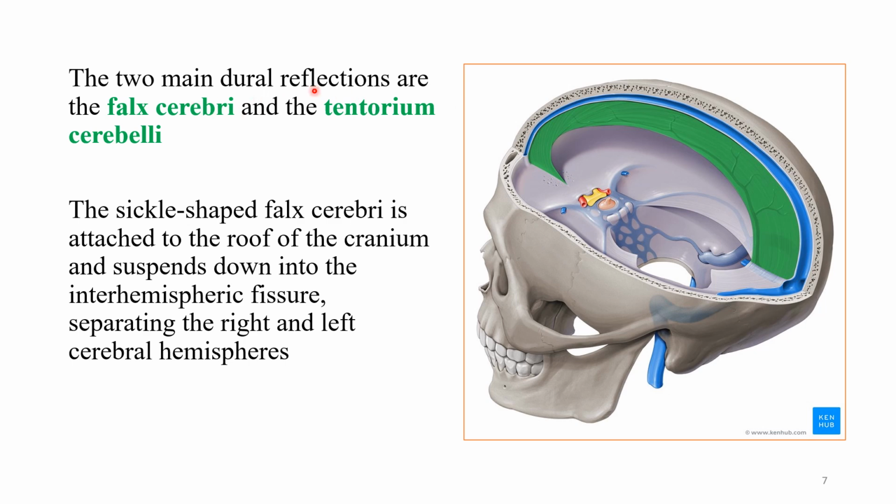See this, the two main dural reflections are falx cerebri and tentorium cerebelli. This is the falx cerebri. The blue colored one is a vein. This green colored one is the falx cerebri. This falx cerebri is sickle shaped and it is attached to the roof of the cranium and suspends down into the interhemispheric fissure, and it separates the right and left cerebral hemispheres. So between the two cerebral hemispheres we have the falx cerebri.